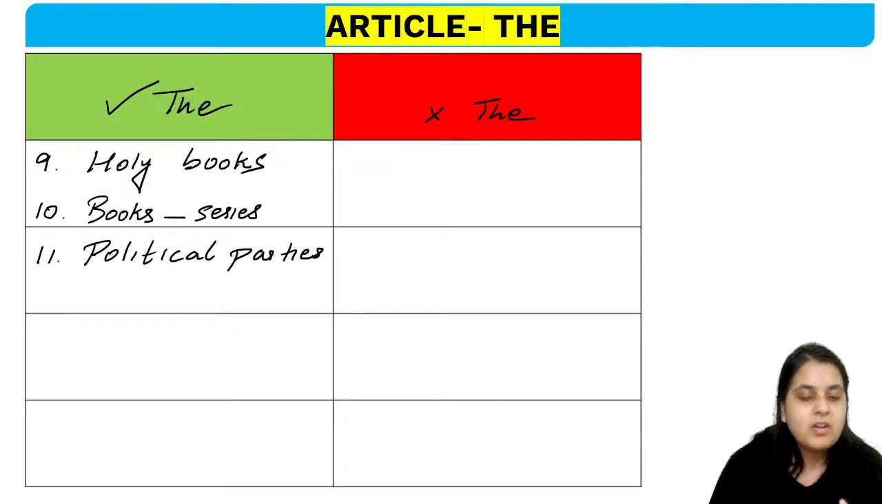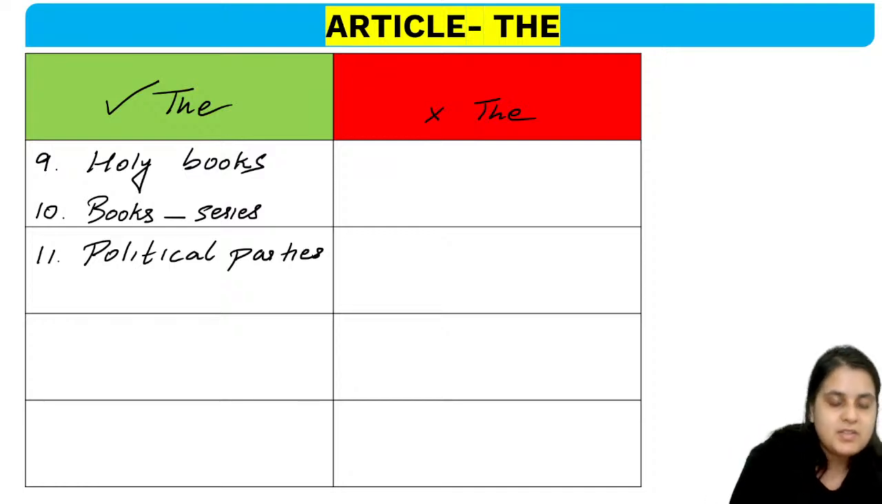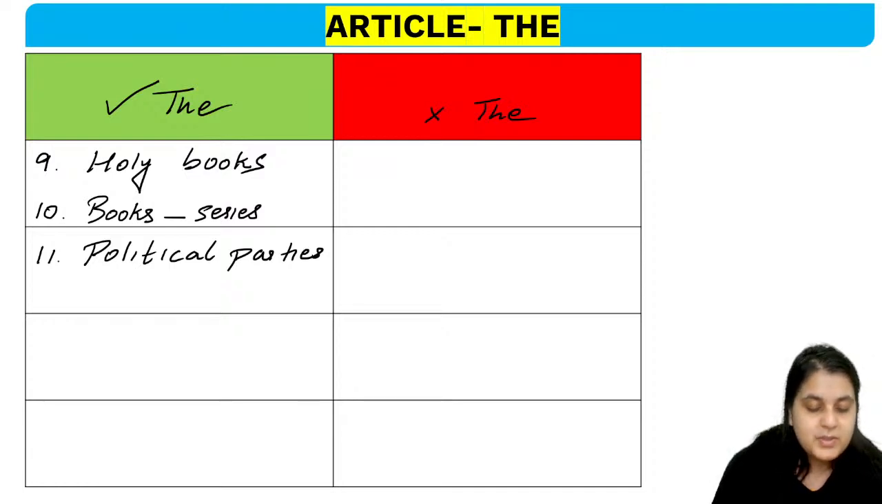Okay, the BJP, the Congress, the Democrats, the Republicans, and so on. So we use the before the names of political parties.